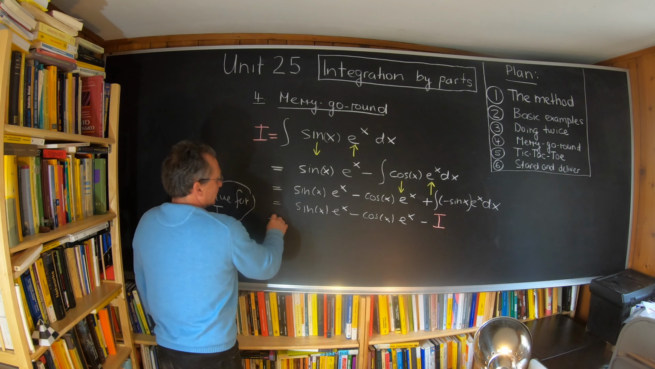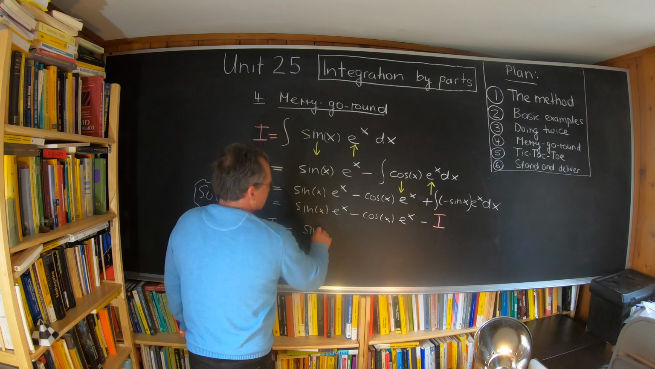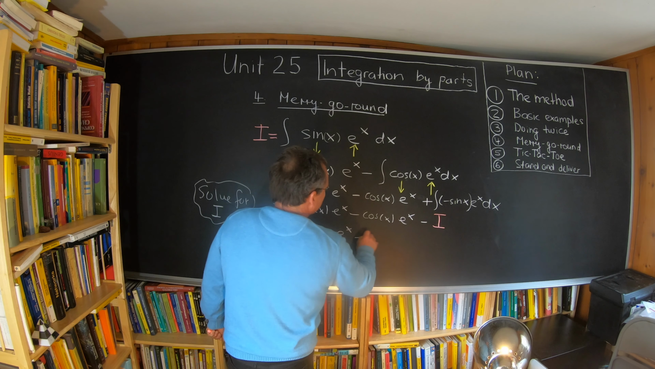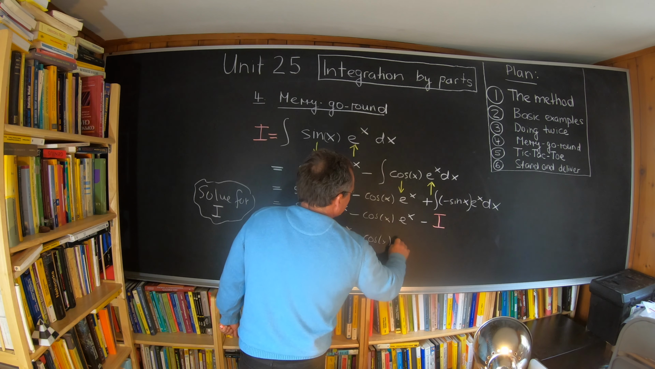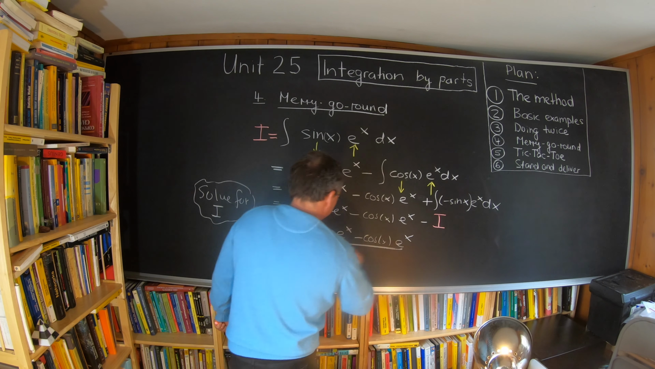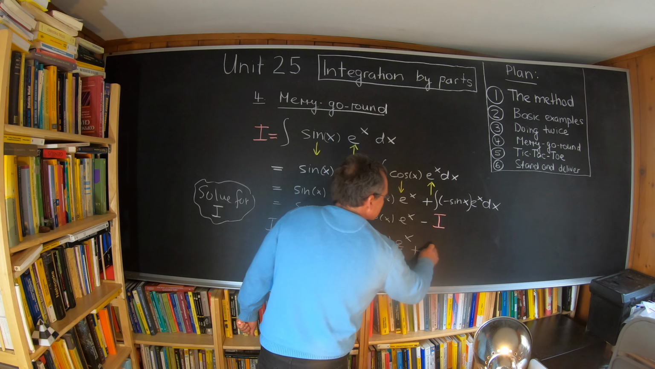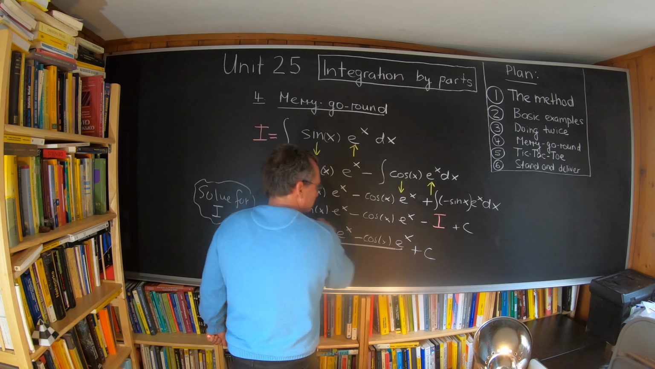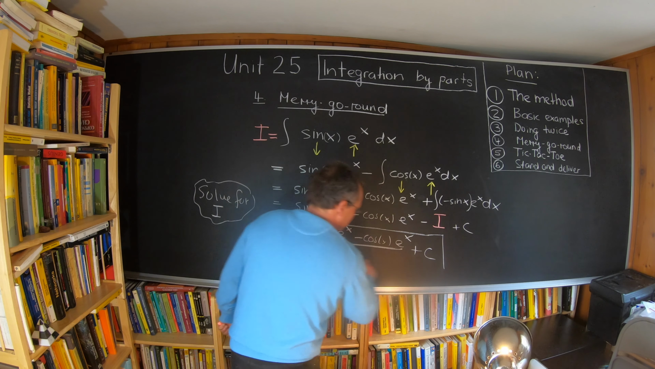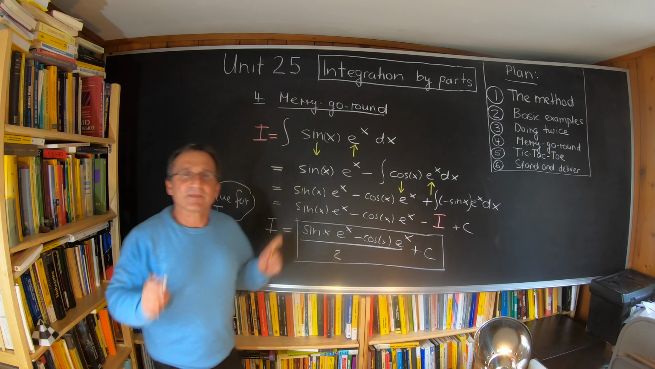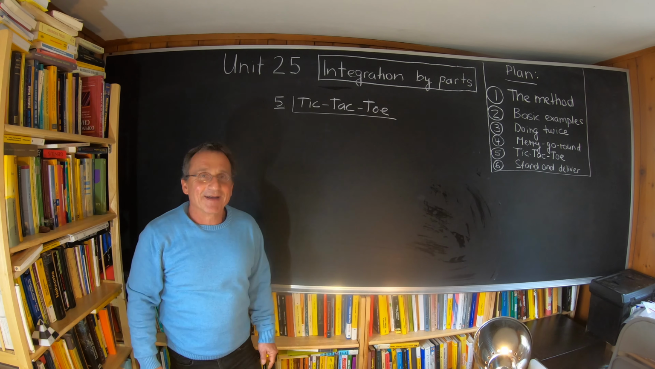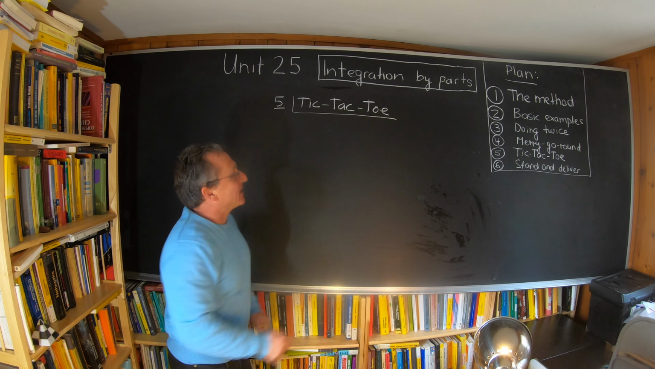So we get I is equal to sine x e to the x minus cosine x e to the x over 2, plus... That was the merry-go-round. Okay, let's look again at this example.